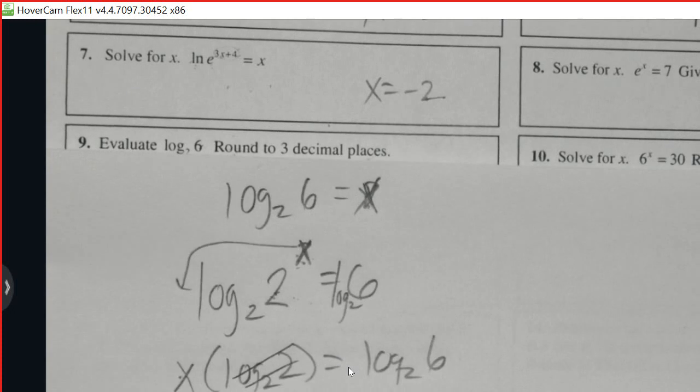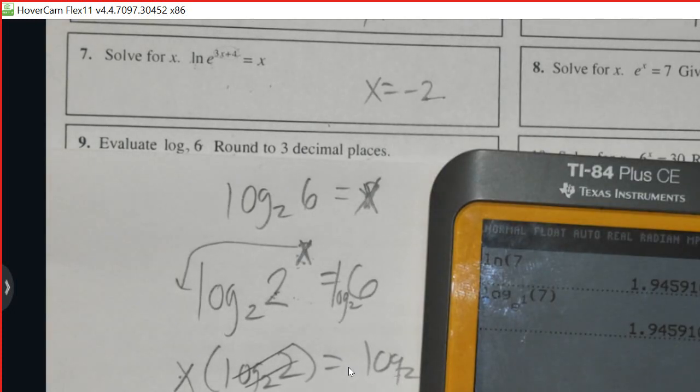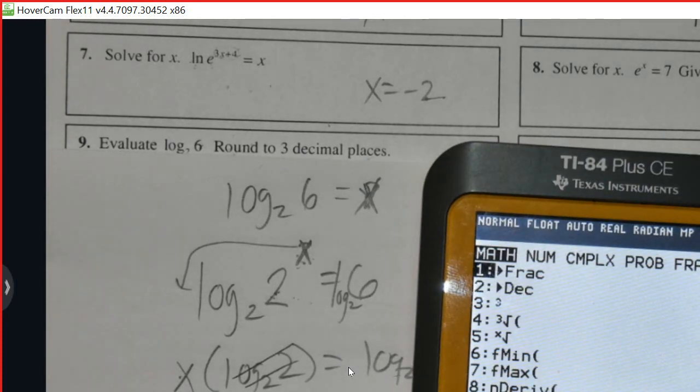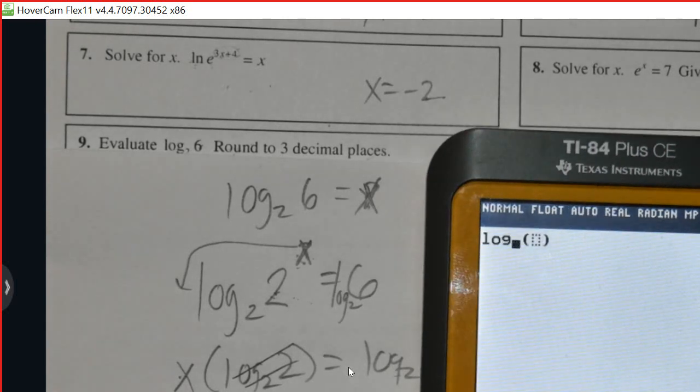Now I'm going to grab a calculator, and because the base is not 10, I need to hit math, go up 3 places, and the base is 2, the number behind it is 6. And now it says to round to 3 places over, so that would be to the nearest thousandth. And we would have 2.585.